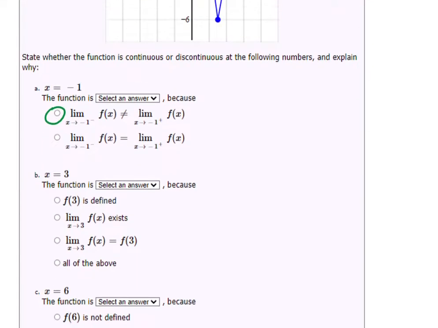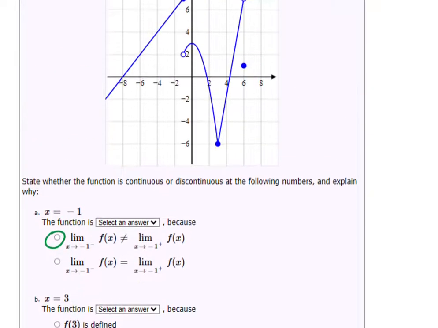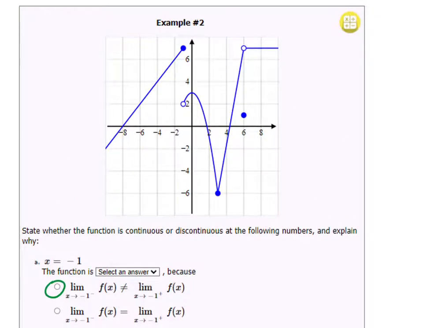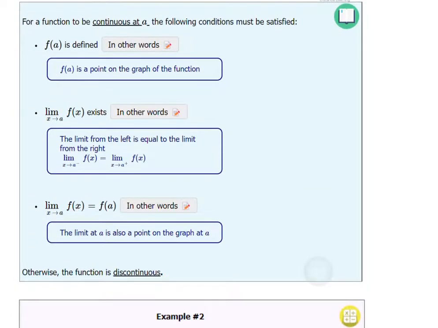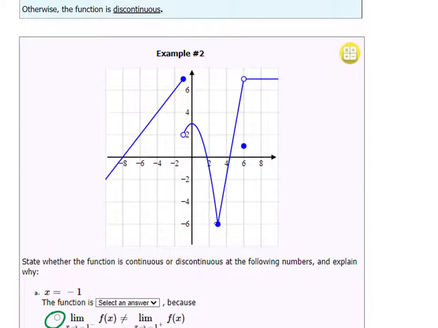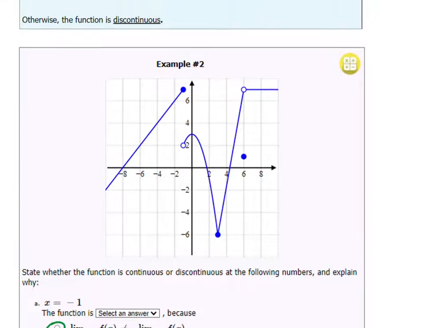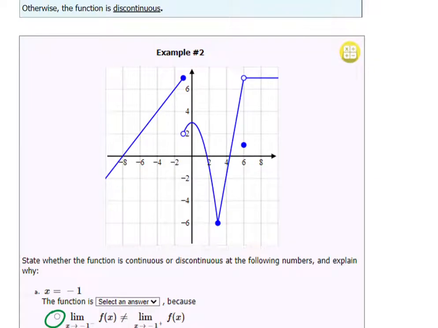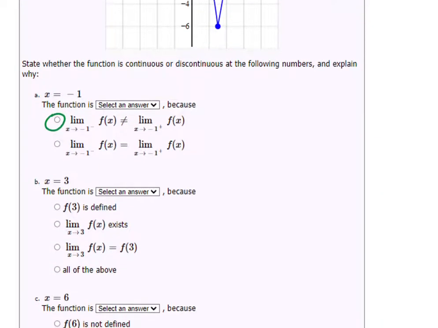All right, so looking at the next one, when x is equal to 3, let's check it out. Let's try the three conditions. Is f of a defined? Yes, it is. f of 3 is at -6. Is the limit from the left side equal to the limit from the right side? Yes, it is. It's at 6. And are they both the same number? Is the limit as x approaches 3 the same as f of 3? Yes, it is. So we'd say that this is continuous.